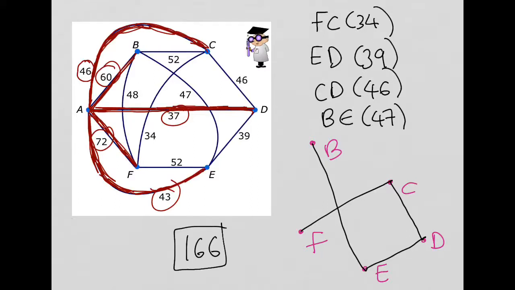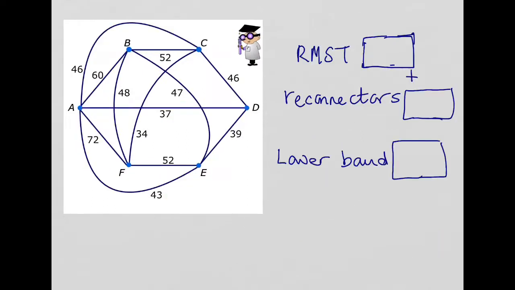Now what I have to do is actually somehow get A back into this spanning tree. So I've got my residual minimum spanning tree weight 166, but it doesn't include A. So I'm going to look at which edges are the smallest connecting A back in. So 43 over here and 37 here. So my reconnectors add up to 80. And in total, my lower bound is 246.